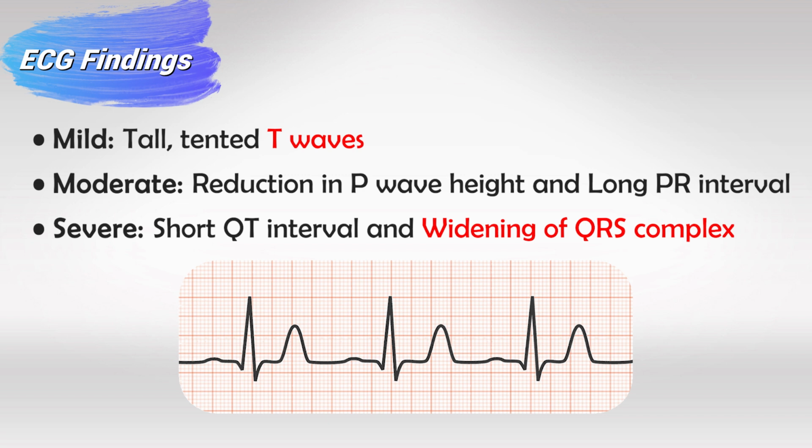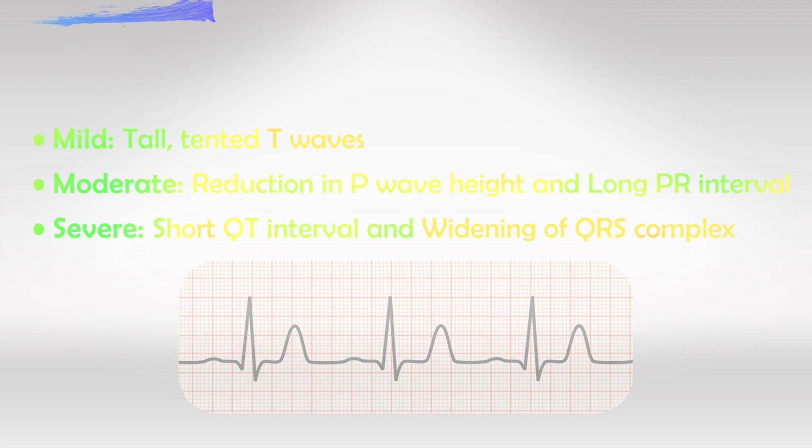In moderate cases, the PR interval can be extended, and the P wave itself can be reduced and almost flattened. And if the QRS complex is affected, especially if it was widened, this indicates severe hyperkalemia. So to put it simply, T wave is affected in mild state, P wave is affected in moderate state, and the QRS complex, which is the big one, is affected in the severe state.